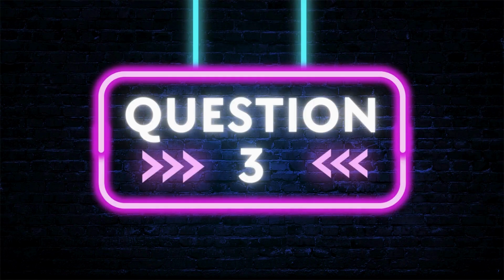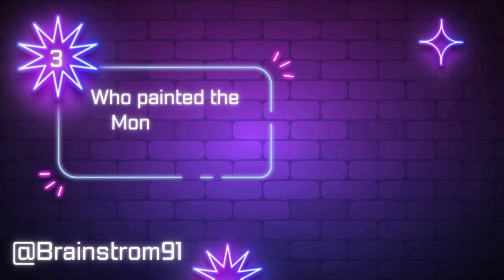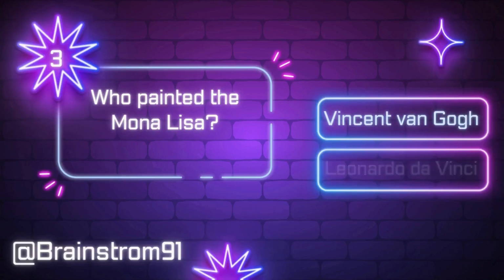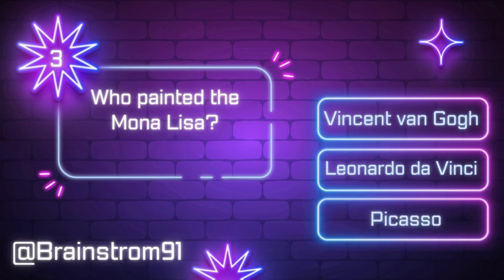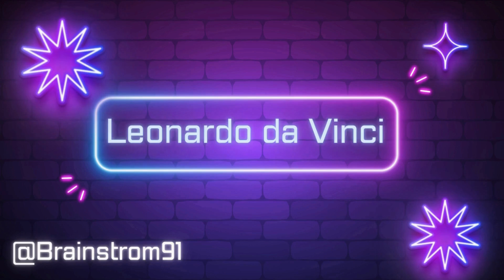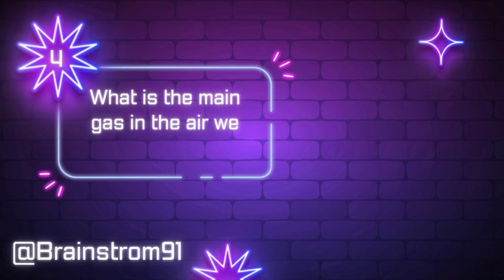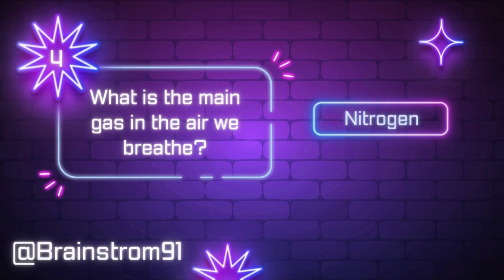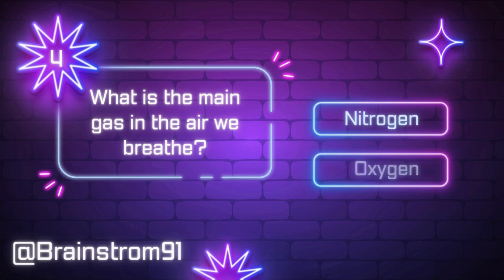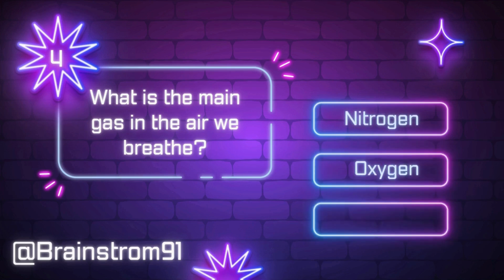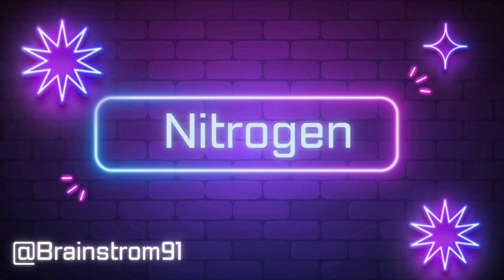Let's move to question 3. Who painted the Mona Lisa? Vincent van Gogh, Leonardo da Vinci, Picasso. Answer: Leonardo da Vinci. Next up, question 4. What is the main gas in the air we breathe? Nitrogen, oxygen, carbon dioxide. Answer: nitrogen.